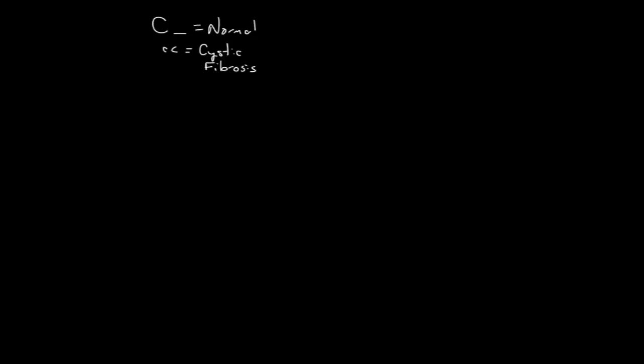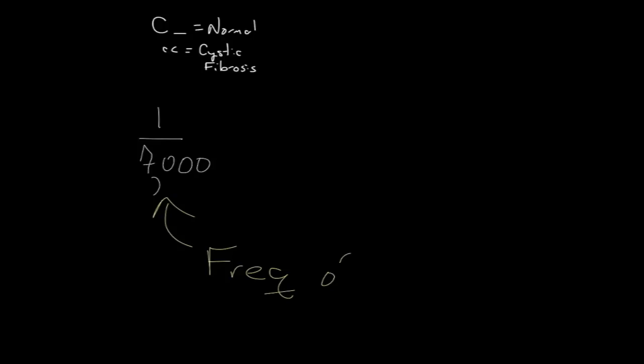So you have 1 in 7,000 who have this. What is that? It's a fraction, but what is it called? The frequency. That's good. Frequency of little c, right? Which is equal to the frequency of the recessive allele.